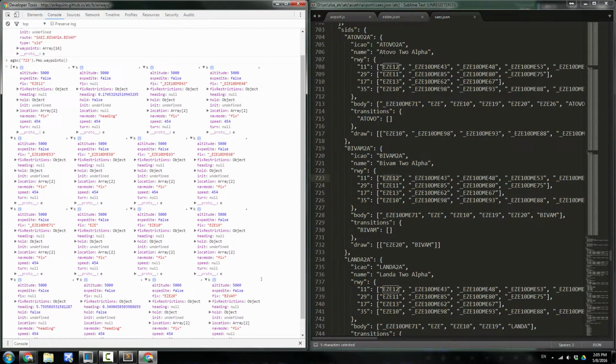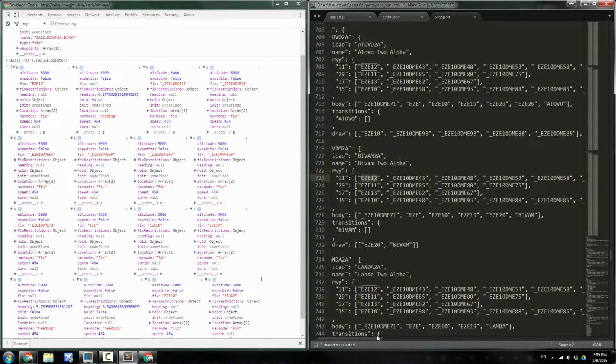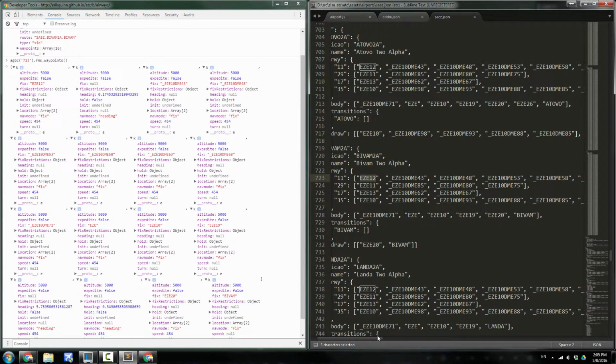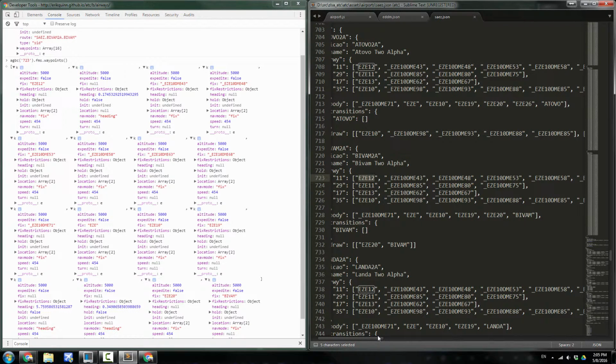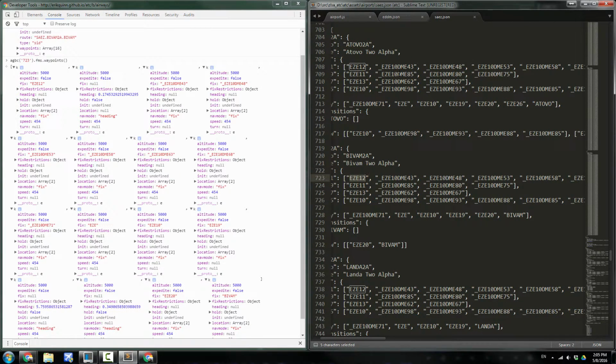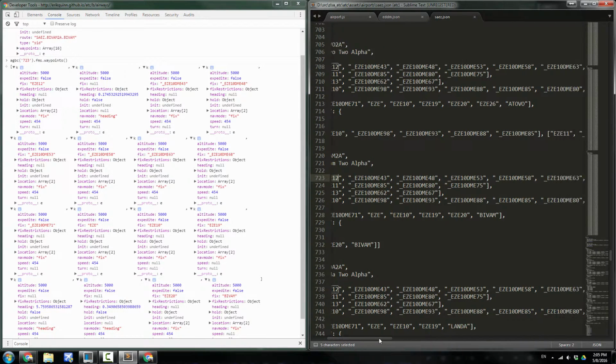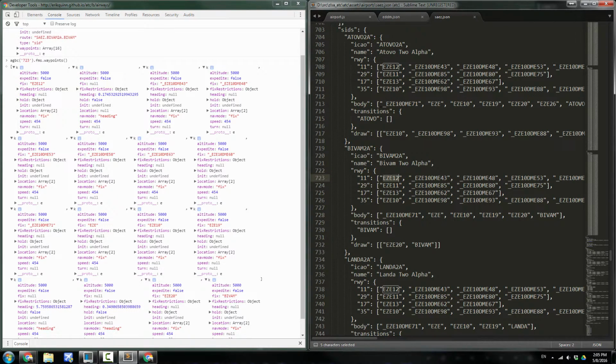So EZ12, the 10 DME 43, what is that? Is that a heading? 10 DME 43? Oh, maybe it's just the point 43 around the 10 DME arc. Okay, so 10 DME 43, 10 DME 48, 10 DME 53, 58, 63, 68. So that's the end of the runway chain.